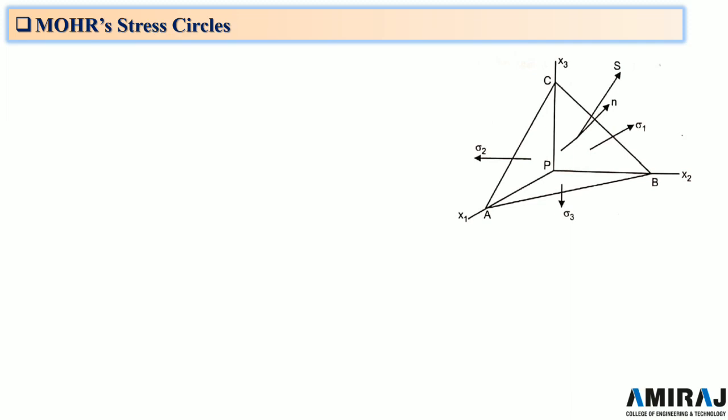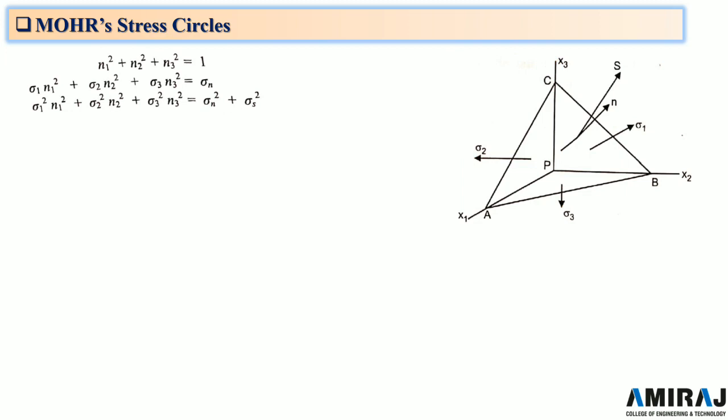So the principal stresses are sigma 1, sigma 2 and sigma 3, and we take the axes x1, x2 and x3 along them. You can see that x3 is along sigma 3, x2 is along sigma 2 and x1 is along sigma 1. Now the equations of the previous section are referred to this coordinate system, so we use them. Here n1 squared plus n2 squared plus n3 squared is equal to 1. Another equation is sigma 1 into n1 squared plus sigma 2 into n2 squared plus sigma 3 into n3 squared, which is equal to sigma n.